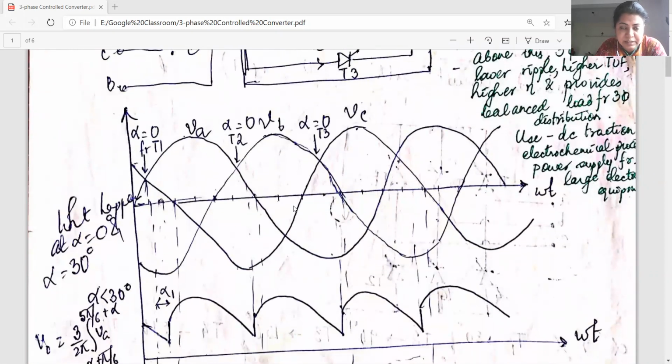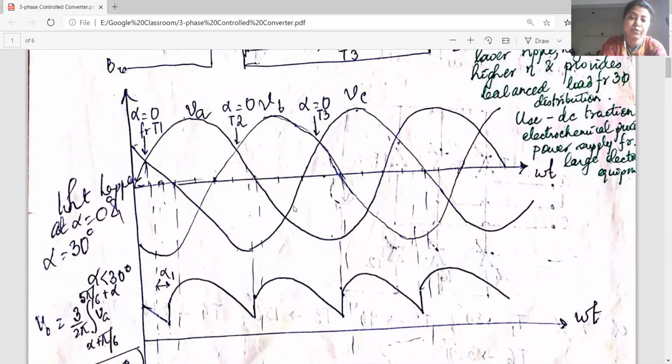Now, for the three-phase converters, what you have to learn at the very beginning is that you have to divide the entire interval of this half cycle into intervals of 30 degrees. See here, I have divided it into intervals of 30 degrees: 30, 60, 90, 120, 150, and 180. Again, here also I divided into 30, 60, 90, 120, 150, 180. Like this, you have to divide the entire scale into divisions of 30 degrees.